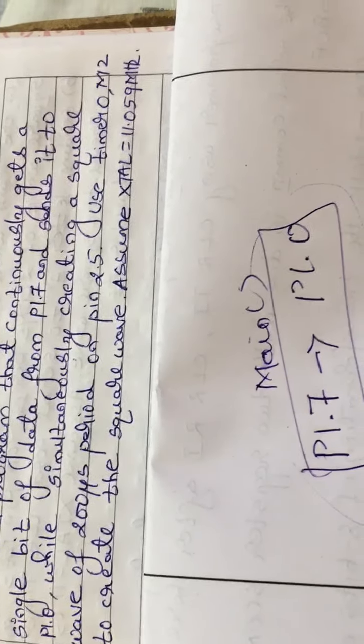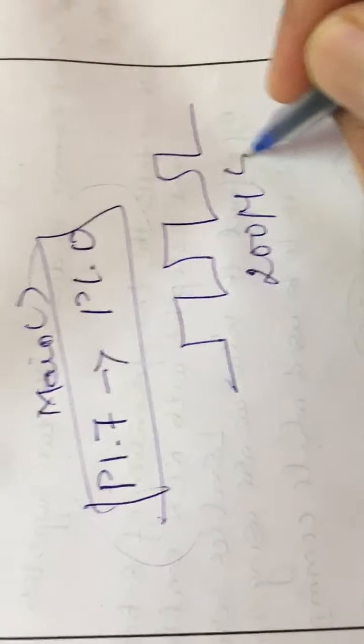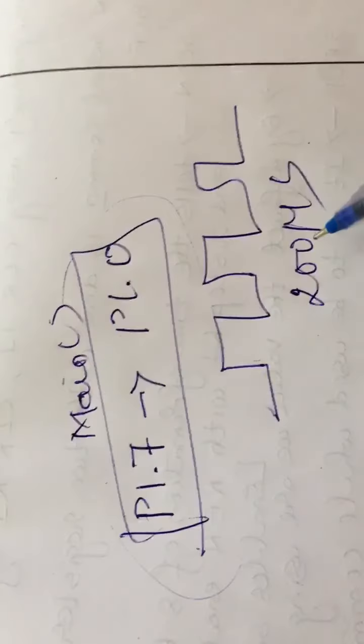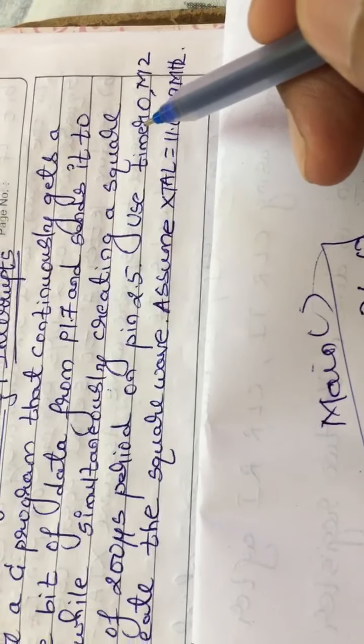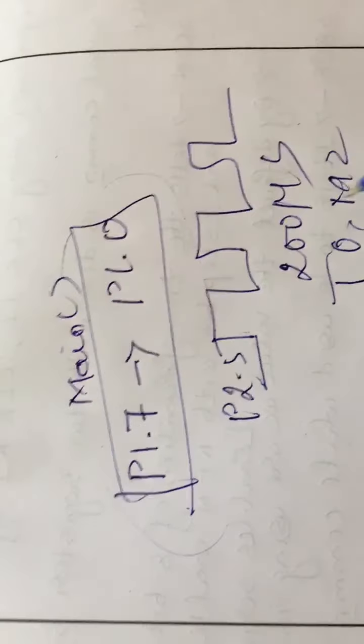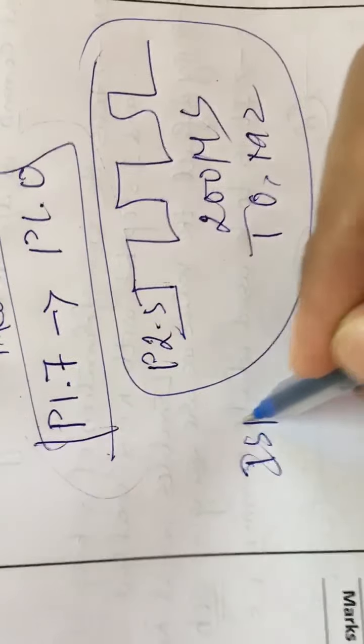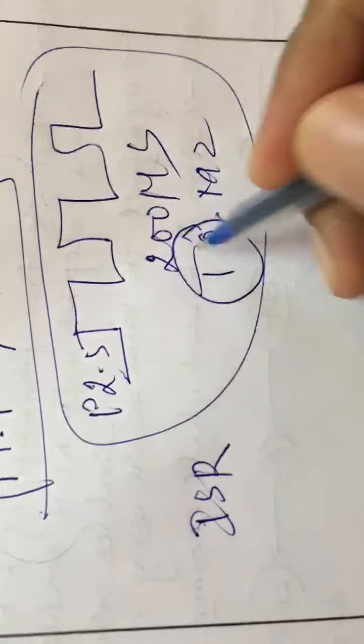We need to generate a square wave of 200 microseconds. In order to generate this, we need to use timer 0, mode 2, as they have said in the question. And one more thing, the square wave is to be generated on pin 2.5. This will be the ISR with respect to timer 0.